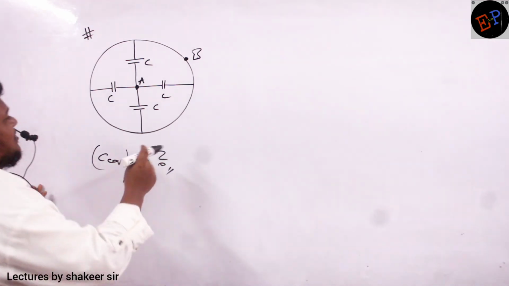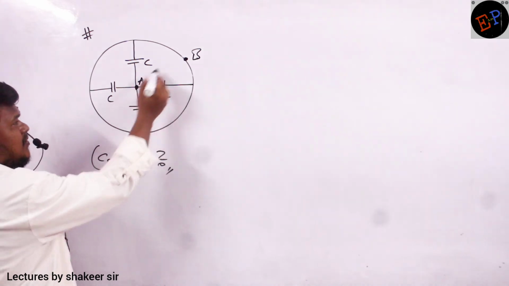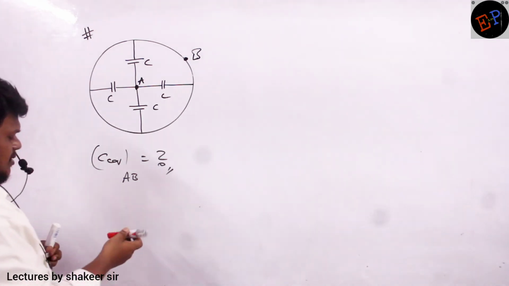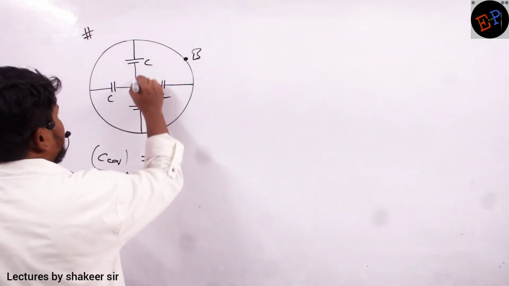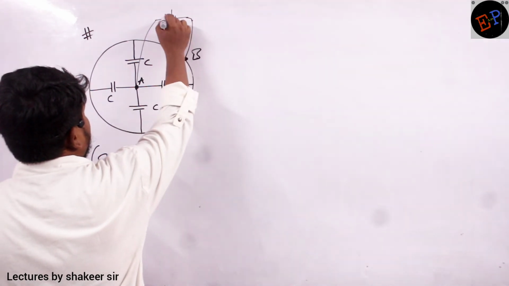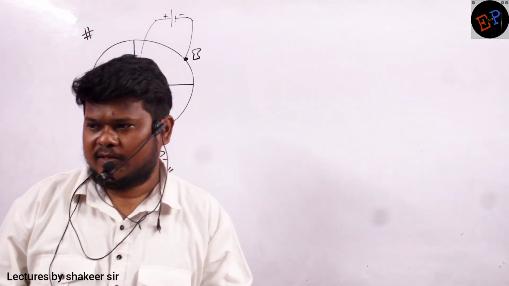So this is the given circuit. We are supposed to find the equivalent capacitance between A and B. What are the terminals given? Terminals are A and B. Terminals A and B mean what? If I connect a battery in between these two terminals, then what is the equivalent capacitance of this circuit? That is the meaning of this, no?